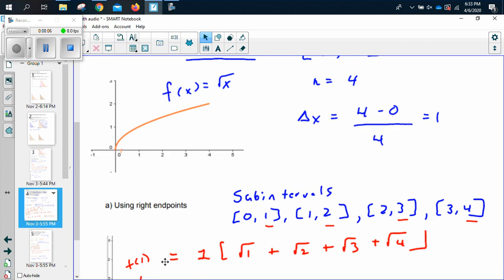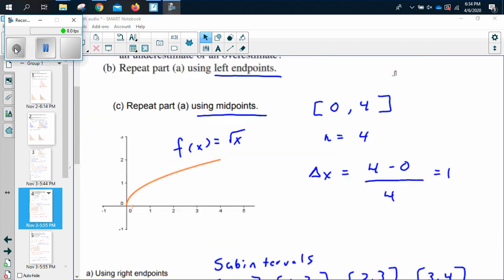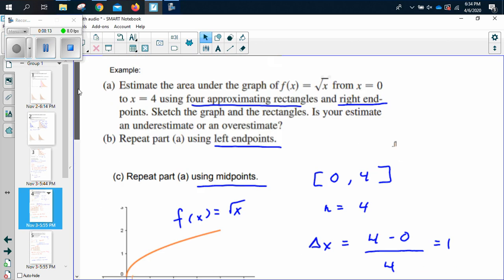So, hold on just a minute. Let me fix this page real quick, and I'll come right back. Okay, I'm back, and I think I've got it fixed now.